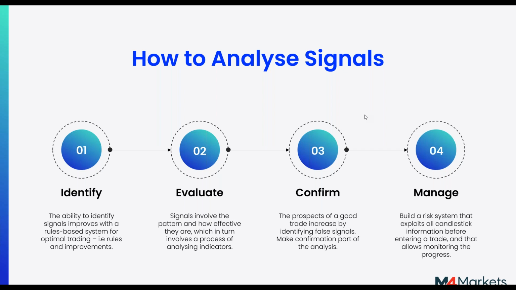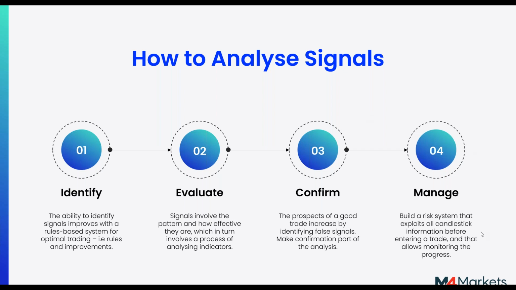Confirmation is a different type of confirmation from the one before. This is the prospects of a good trade, and how they can increase when you are able to identify false signals. And confirmation should be part of the analysis or of your trading system, if you may. So we look at the pattern, we find it, we evaluate with indicators, and then we see if our rule-based system actually meets all the requirements. Is this the pattern that we're looking for? Are the oscillator or the volumes showing us exactly what we need to see? Are the characteristics of the signal, of the particular pattern, respected here or not?